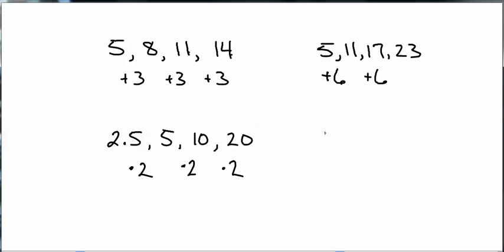How about this sequence? 2, negative 4, 8, and then negative 16. What's happening in this sequence? Multiplying by negative 2. Good. 2 times negative 2 is negative 4. Times negative 2 is positive 8. Typically when you're multiplying by a negative, your signs are going to go positive, negative, positive, negative.